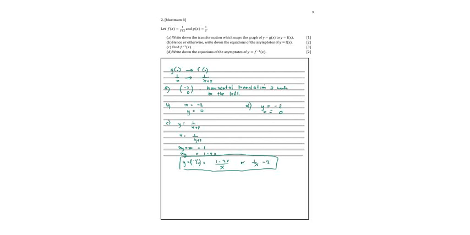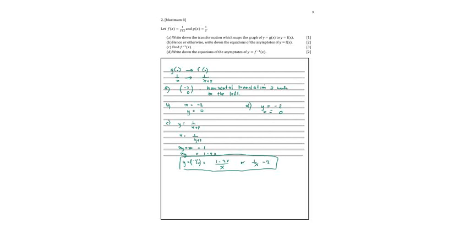In problem number 2, let f of x be given as 1 over x plus 2 and g of x equals 1 over x. First question is to write down the transformation which maps the graph of g of x to f of x. So from g of x, it becomes f of x. So 1 over x becomes 1 over x plus 2. So the transformation is horizontal. If you're going to write it in matrix form, it's negative 2, 0, meaning to say there is a horizontal translation 2 units to the left.